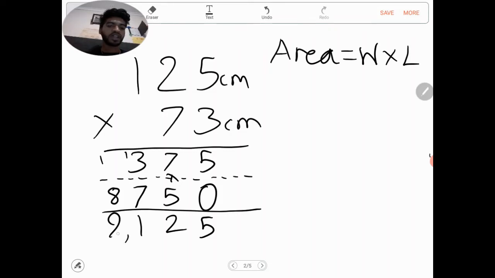So the answer is 9,125 centimeters squared. Don't forget to include the squared part, so that lets people know that this is a measurement of area.